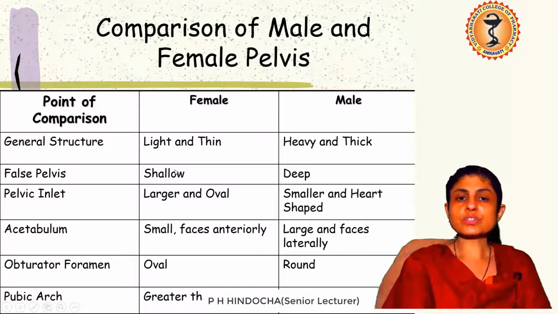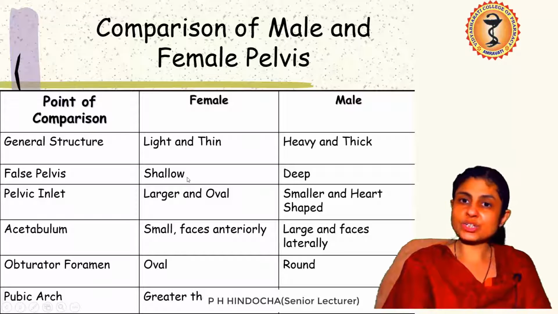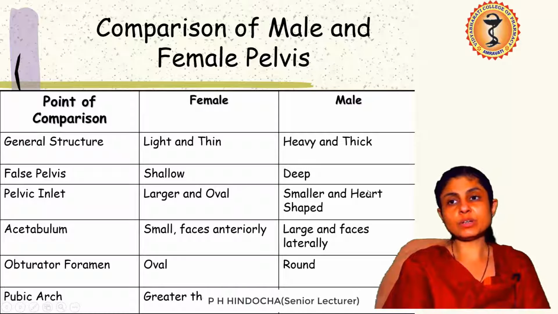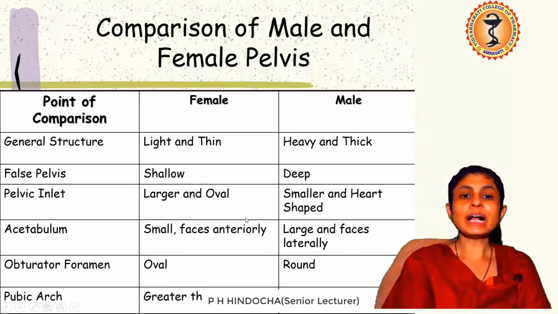So for the general structure, females have a light and thin component bone, males have heavier and thicker bones. The false pelvis in females is very shallow. For male, it is deep. The pelvic inlet for female is larger and oval, while in male it is smaller and has a roughly heart shape.